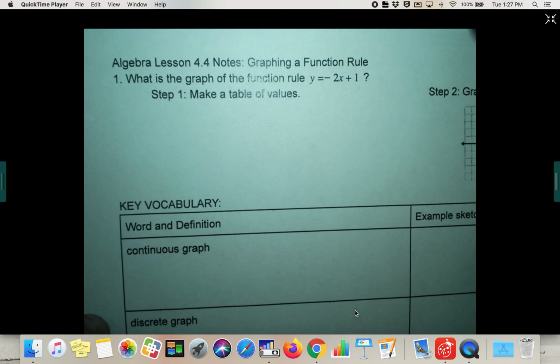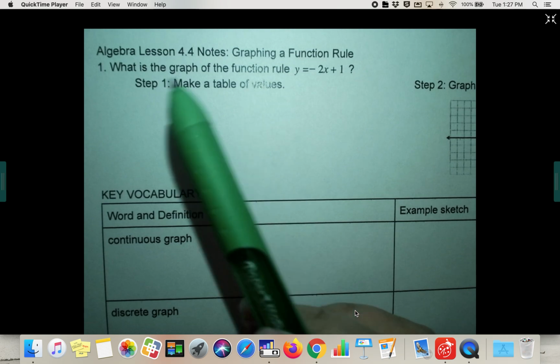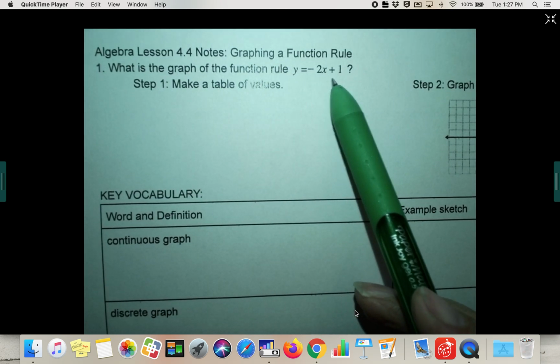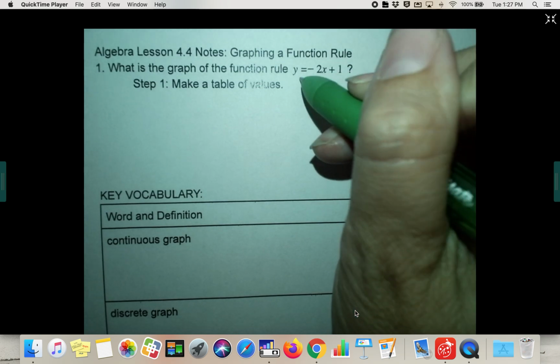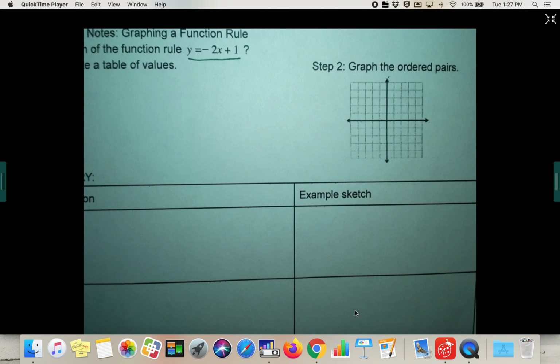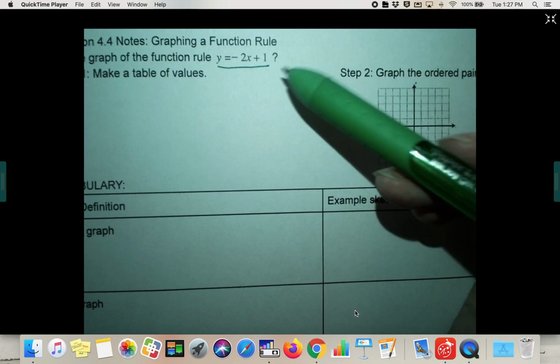Lesson 4.4 notes, it is about graphing a function rule. So when it says what is the graph of the function rule y equals negative 2x plus 1, well, we don't really know what the graph looks like yet. In fact, we have a graph, but it's completely blank. So how do we graph something like this onto our graph?